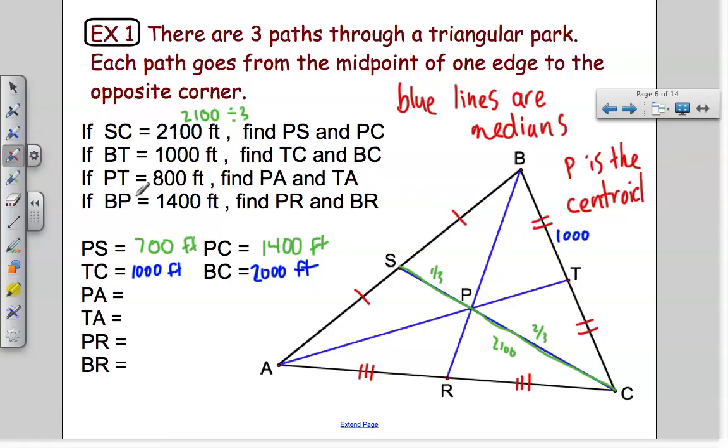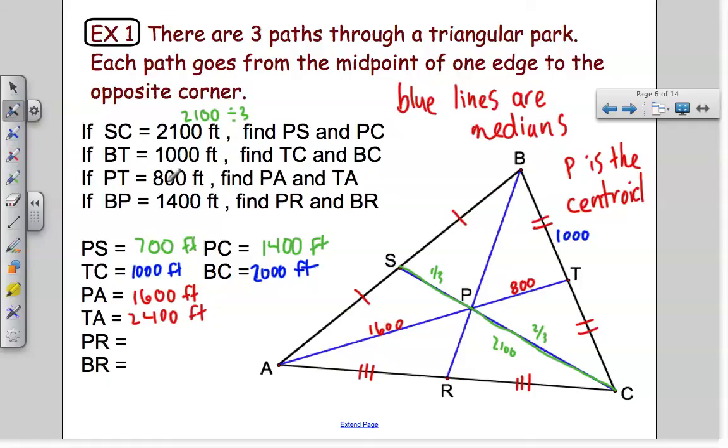Alright, what is PA and TA we need? Knowing PT is 800 feet. Where is PT? That's right here. This is 800 feet. This is part of a median. It goes from that centroid to the midpoint of that side. If that's 800, from the centroid back to the vertex is double that. 800 times 2 would be 1600 for PA. 1600 feet. So what is TA? TA is the entire segment, 1600 plus 800, or 800 times 3, and we get 2400 feet.